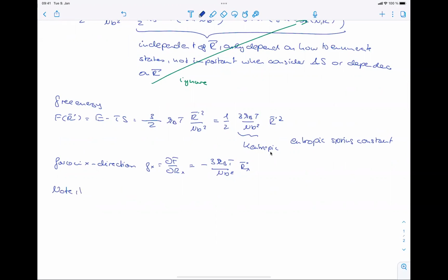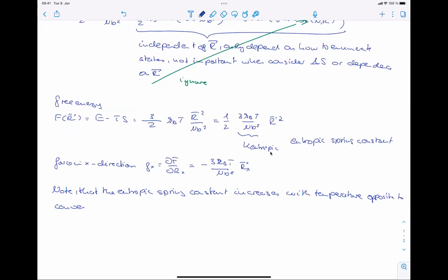So note that the entropic spring constant increases with temperature, opposite to conventional behavior.